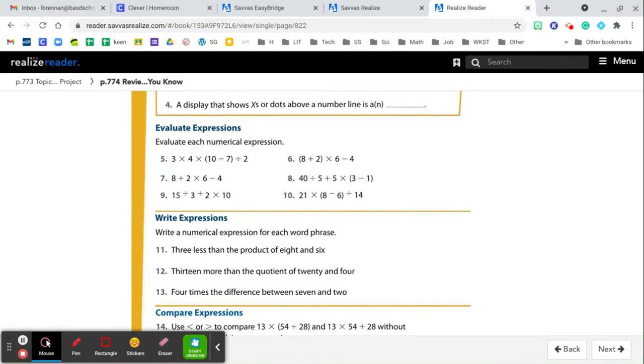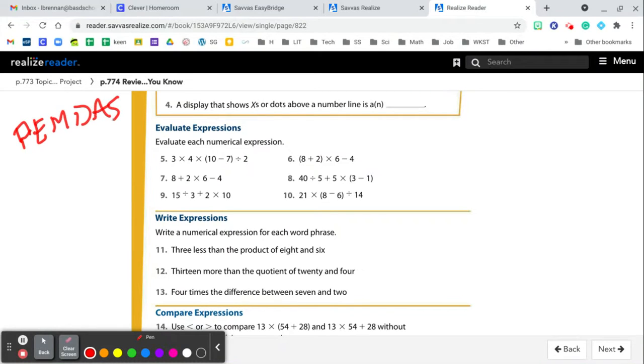Evaluate each expression. And remember, we're going to use the order of operations to figure these out. And don't forget your order of operations, PEMDAS, or please excuse my dear Aunt Sally. So we do what's inside the parentheses first. So let me clear that for number five. We could rewrite it: 3 times (4 times 10 minus 7) divided by 2.